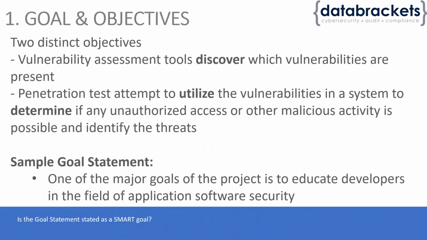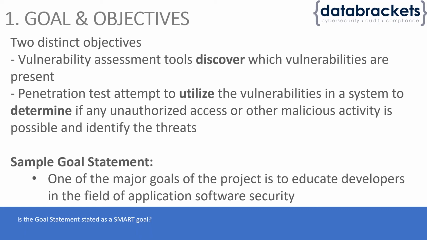So the first one is the goals and objectives, right? As I mentioned, the vulnerability assessment is primarily to discover what kind of vulnerabilities are present in a given system or a given environment. And then penetration testing is more along utilizing those vulnerabilities and figuring out whether unauthorized access could be done or any kind of malicious activity could be possible with that discovered vulnerability, right?